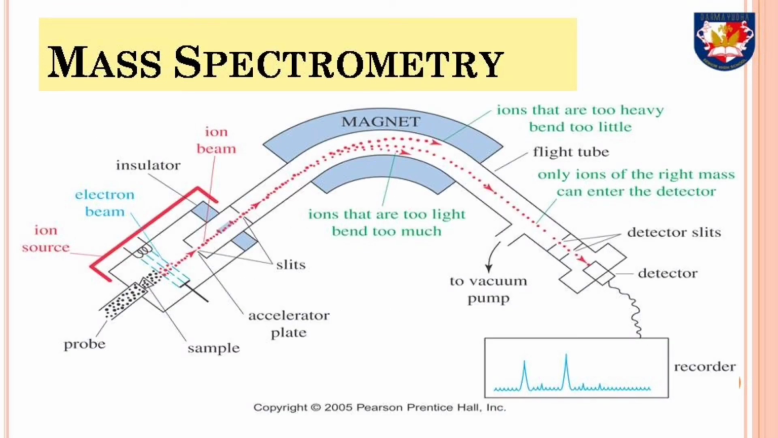A mass spectrometer is used to determine relative molecular mass and molecular structure of complex organic molecules. There are 4 steps in mass spectrometry. The first one is vaporization of the sample in the probe. Second, ionization of the vaporized sample by using an electron beam. Third, acceleration and separation of the resulting ions based on their mass to charge ratio in a magnetic field. Fourth, detection by using a detector.